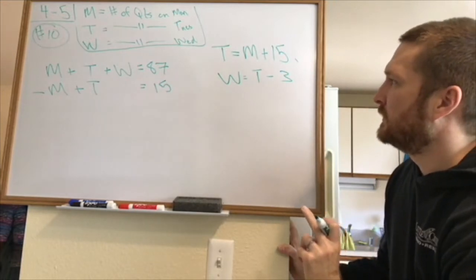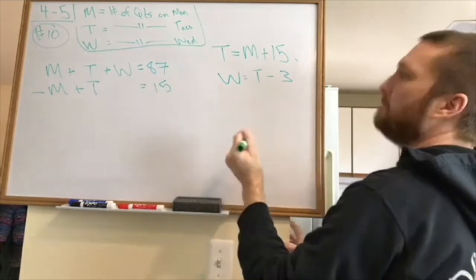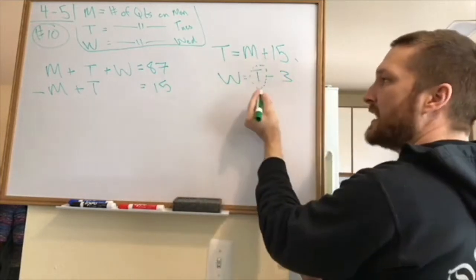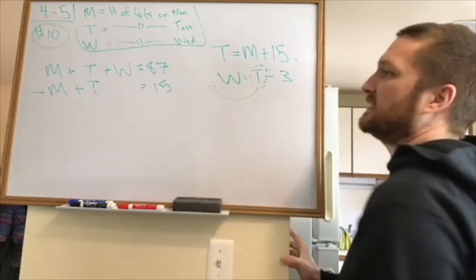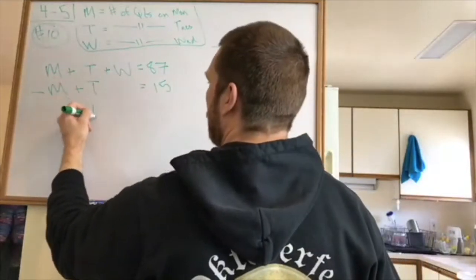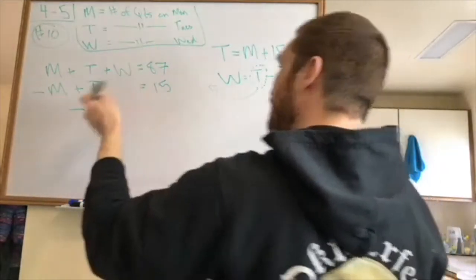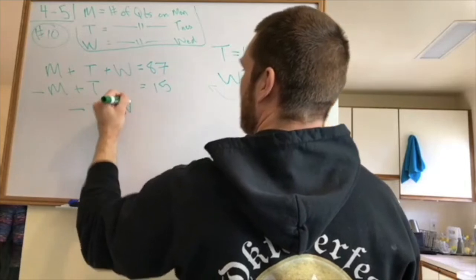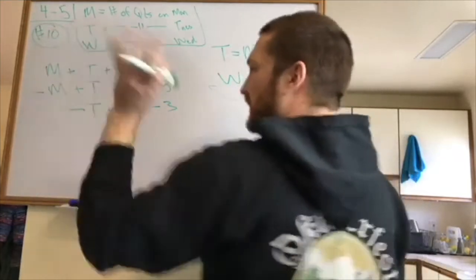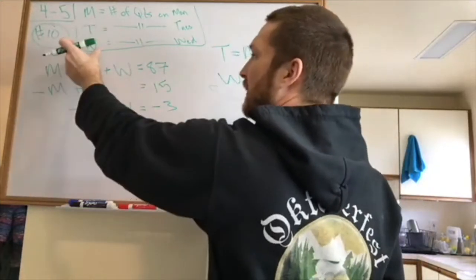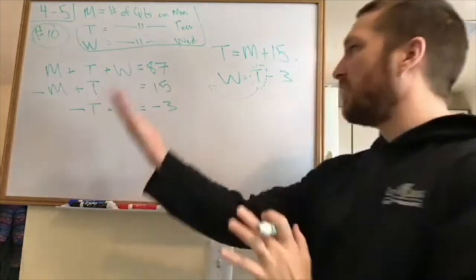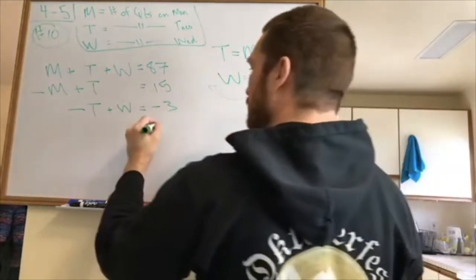Negative T plus W equals negative 3. And what's going through my head is I visualize this T flying over to this side. And when I see that, it's like, yep, he's going to pick up a negative by going over to the opposite side. The W is still just a positive W, and he will equal a negative 3. Now, I'm going to double check. My M's are in line. My T's are in a column. My W's are in a column. All of my constants are on that side. And so I'm good to go.